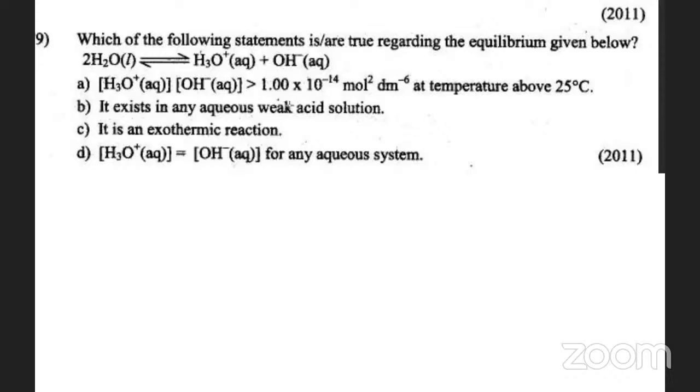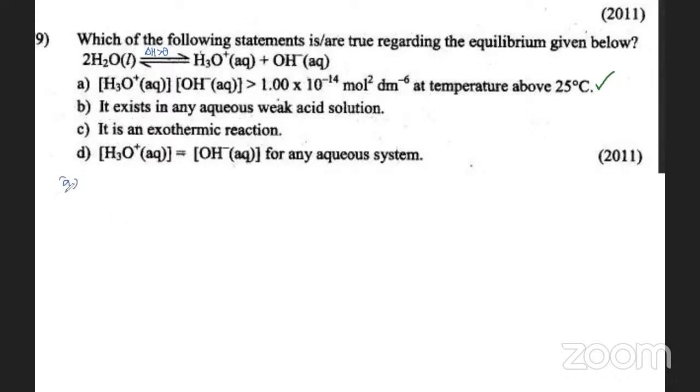Yeah, this is the equilibrium. That is the dissociation of water. H3O plus concentration times OH minus concentration is greater than 1 × 10⁻⁴ mol² dm⁻⁶ at temperatures above 25 degrees Celsius. I think that's correct. We have discussed that point earlier. Now this reaction is endothermic, because bonds are broken, so definitely energy is absorbed.